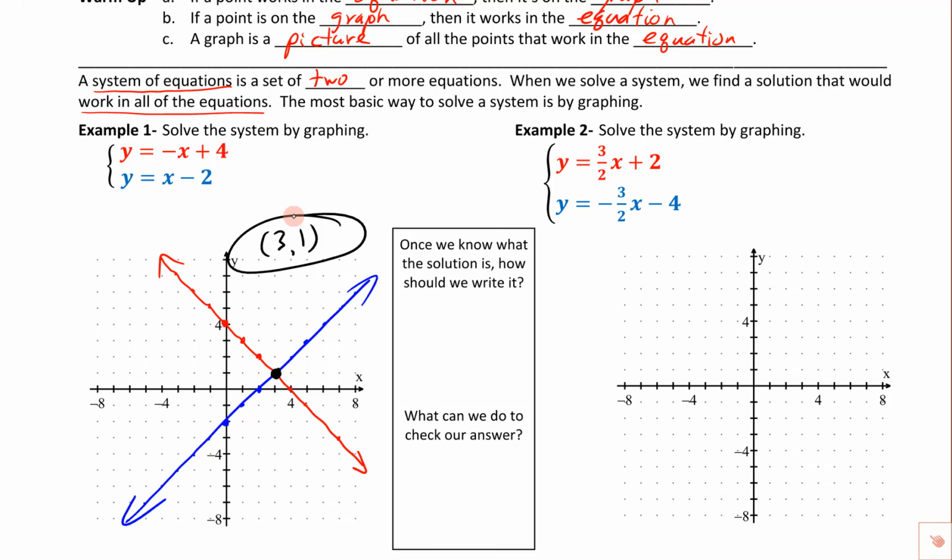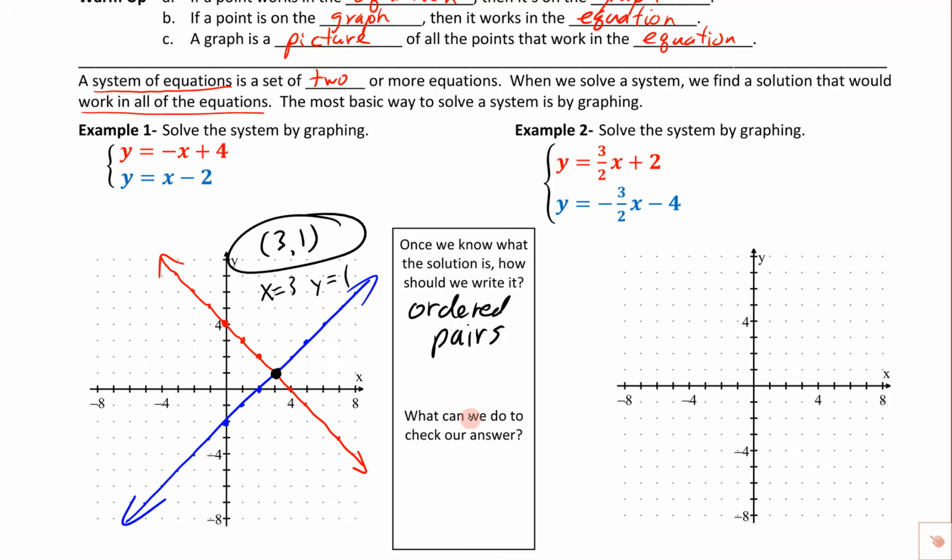I do want to point out that there is a specific way that we want to write these. Once we know what the solution is, how should we write it? Well, we could just write x equals 3 and y equals 1. I mean, we could write that, but we normally write them as ordered pairs, because what we're doing is finding the point where the lines cross, and points are xy pairs. So although we could write this as x equals 3 and y equals 1, it's probably best to write this as an ordered pair, and then everybody knows the first one is x and the second one is y.